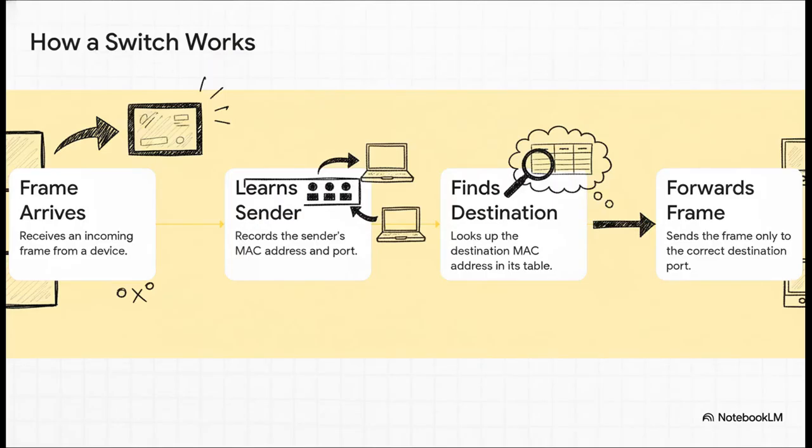And the whole process is actually brilliant in its simplicity. When an envelope, or frame, arrives, the switch looks at the sender's MAC address and makes a little note to itself. Okay, this device lives on this specific port. It builds a little directory. Then it looks at the destination MAC address, checks its directory, and forwards the frame only out of the port that's connected to that one specific device. No shouting, no data collisions. Just a quiet, efficient, point-to-point delivery.